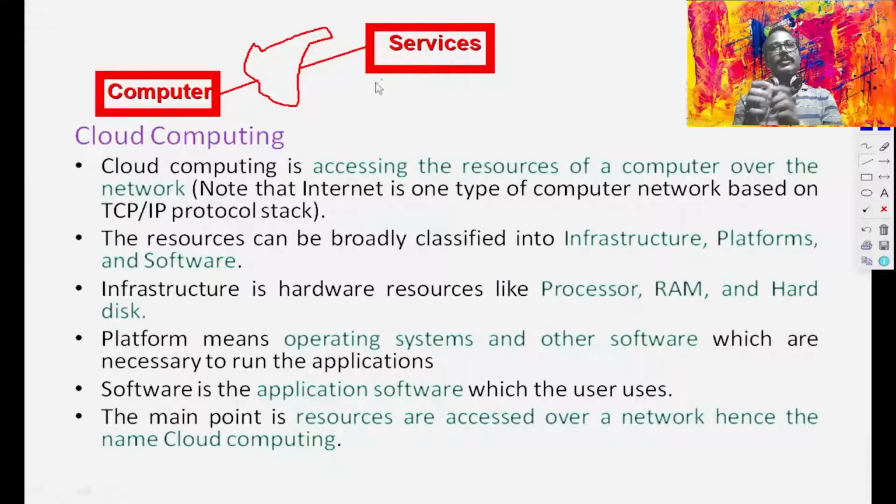Now, what are the services or resources that are available? The resources can be classified into these three types: infrastructure, platforms, and software. Infrastructure means the processor, RAM, hard disk, etc. That means over a network you will be accessing those resources. That means you will be executing your program on that computer, storing your program on that computer, etc. In that case, you are accessing the infrastructure.